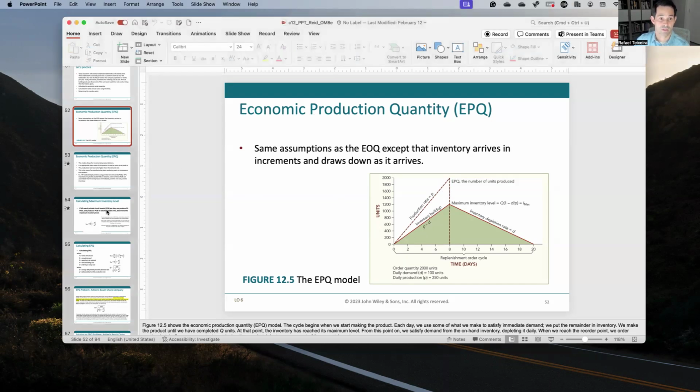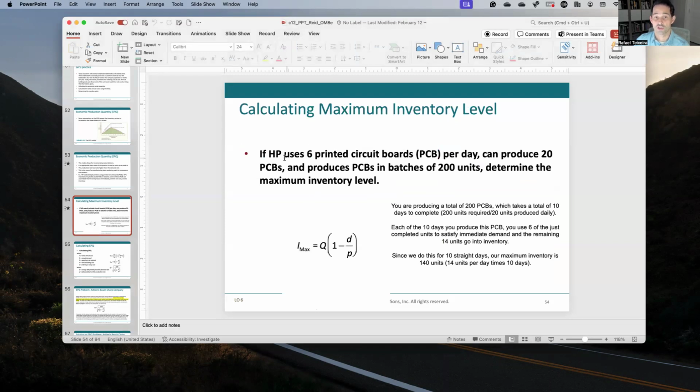Okay, so let's take a look here. Let me show an example. For example, here we have AGP uses 6 printed circuit boards, PCBs, per day. They produce 20 PCBs per day, in batches of 200 units. So if they produce 20 PCBs per day, it's going to take 10 days to produce all of this batch. However, they produce 20 PCBs per day, but they consume 6. So what goes into inventory is 14, which is the difference between 20 minus the daily consumption of 6.